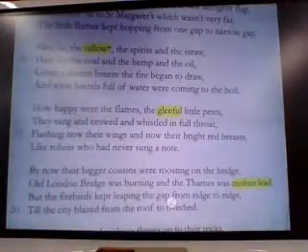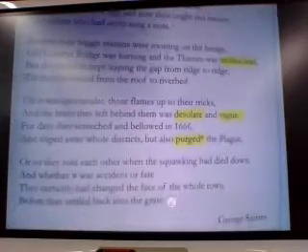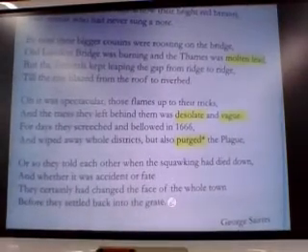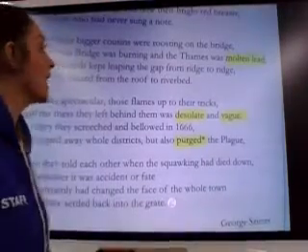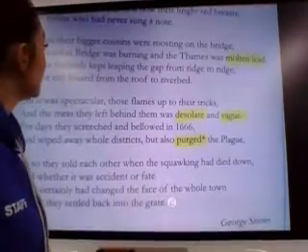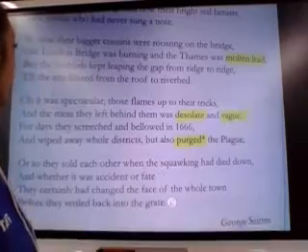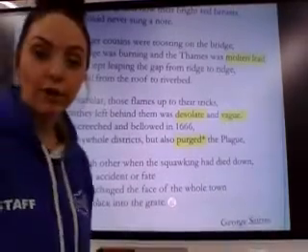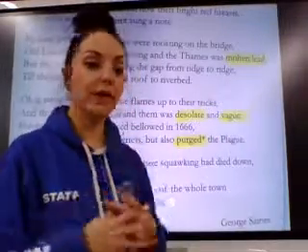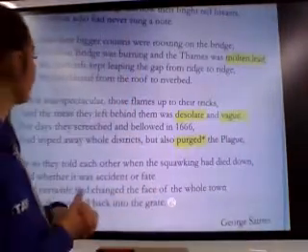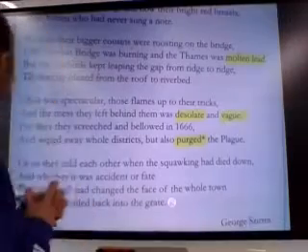Okay, let's just finish it off then and read the rest. By now their bigger cousins were roosting on the bridge. Old London Bridge was burning and the Thames was molten lead. But the firebirds kept leaping the gap from ridge to ridge till the city blazed from the roof to riverbed. So molten lead means it's really, really hot. Yeah? A bit like lava.